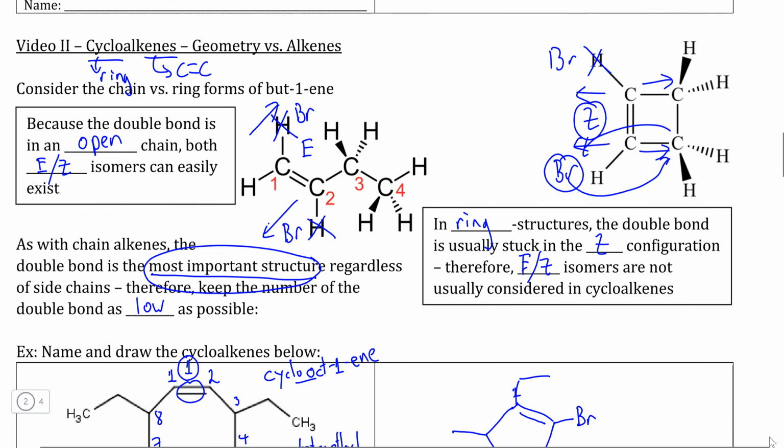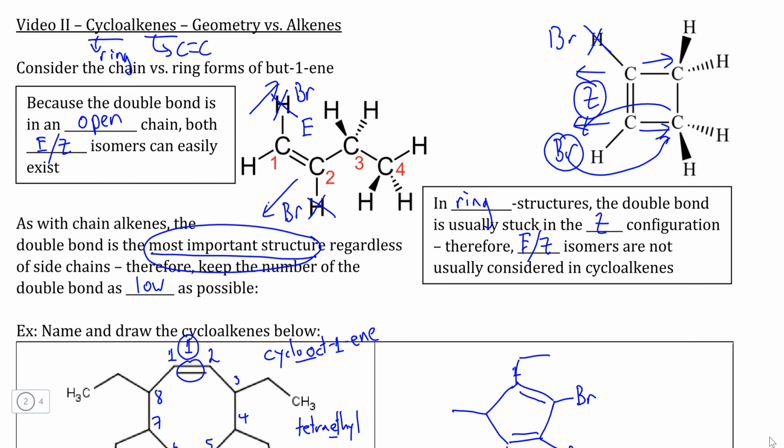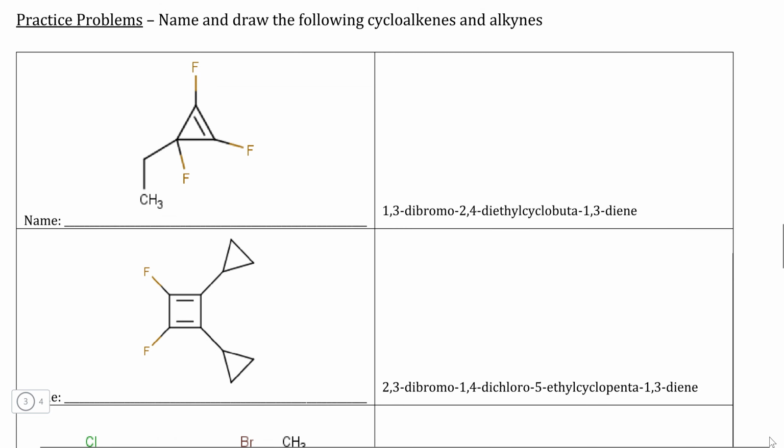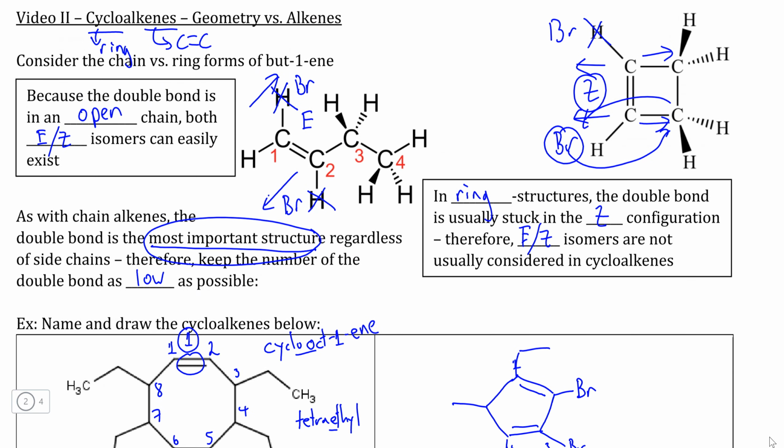This concludes our brief series on cyclic alkenes. To test your knowledge of both the naming and drawing of cycloalkenes as well as alkynes, you can complete the rest of the practice examples below before the next series of videos introduces functional groups and the effects that they have on the behavior of organic molecules.